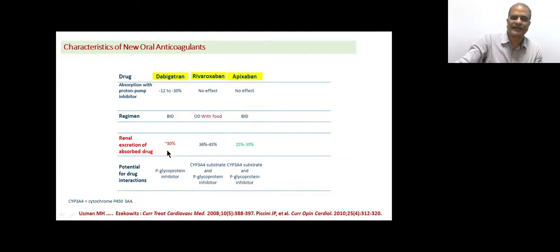And renal excretion is highest with dabigatran. Initially there was a lot of hype that these drugs don't have any drug interaction, but it's not so. Later on, post-marketing surveillance has shown definitely there are a lot of drug interactions, especially, to a neurologist, that is very, very important. I'll come to it later.